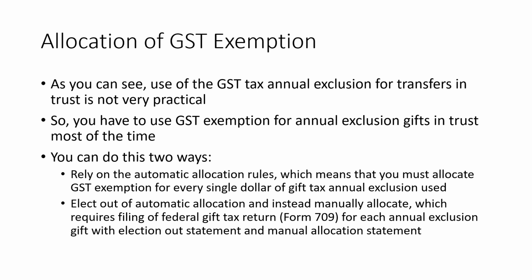So there's a couple ways we can do this. One is we can rely on the automatic allocation rules, which essentially means that for every dollar of gift tax annual exclusion that you use, that dollar amount of your GST exemption will be automatically allocated to the trust. Now, if you didn't want to have every dollar automatically allocated, you could also elect out of the automatic allocation rules and instead manually allocate, which now requires you to file a federal gift tax return, Form 709, which you otherwise would not have had to do prior to this for just the gift tax annual exclusion. And with that, you'd have to elect out of automatic allocation of GST exemption and manually allocate it to maybe direct skips to skip persons who are beneficiaries, and look at how manual allocation would be most tax efficient within the trust itself. So it's a huge headache.